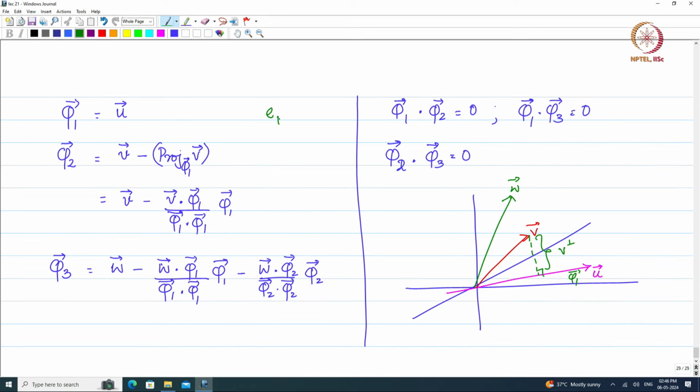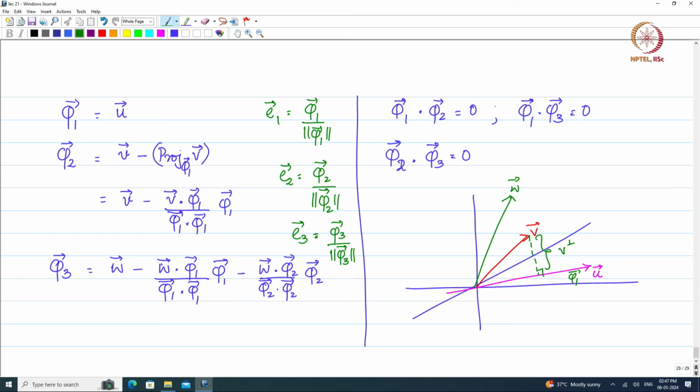So, I will say now E 1 is equal to phi 1 divided by the length of phi 1, E 2 is phi 2 divided by its length, and E 3 is phi 3 divided by the length of phi 3. Now, what we see is E 1, E 2, E 3, all of them are of unit length and all these 3 are orthogonal to each other. So, this is our Gram-Schmidt orthonormalization process.